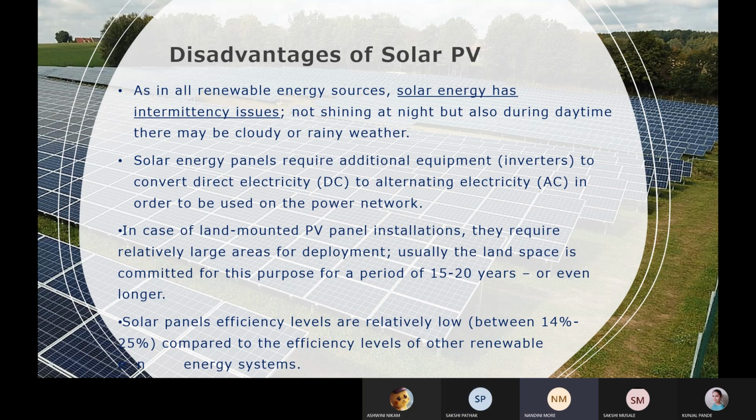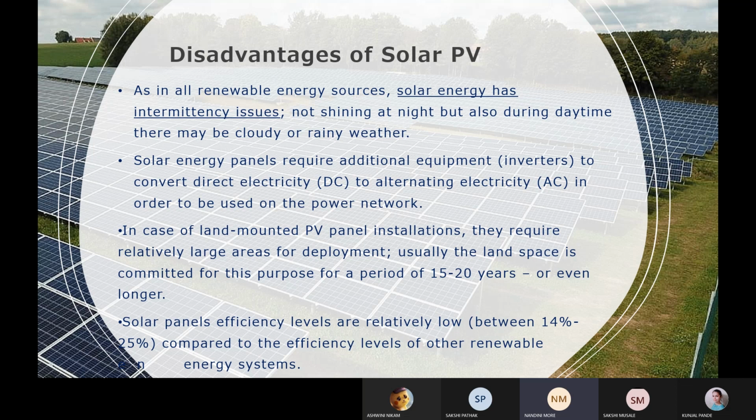Disadvantages of solar photovoltaic system. First, as in all renewable energy sources, solar energy has intermittency issues: the sun does not shine at night, but also during the daytime there may be cloudy or rainy weather. Second, solar energy panels require additional equipment, inverters, to convert direct current, that is DC, to alternating current, that is AC, in order to be used on the power network.